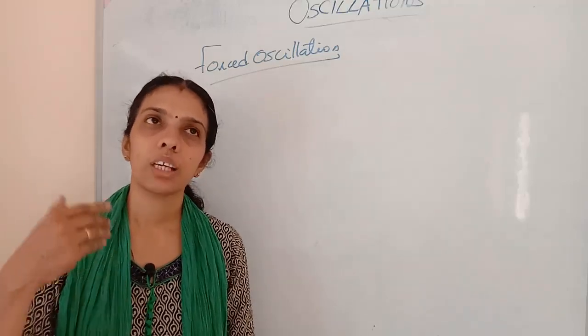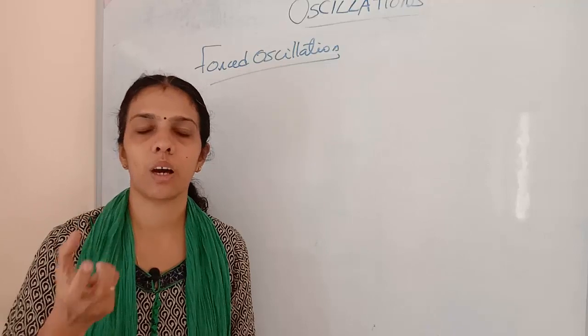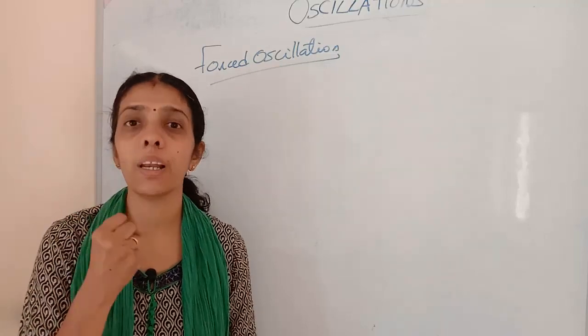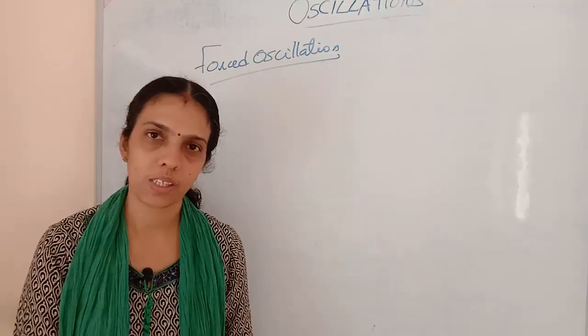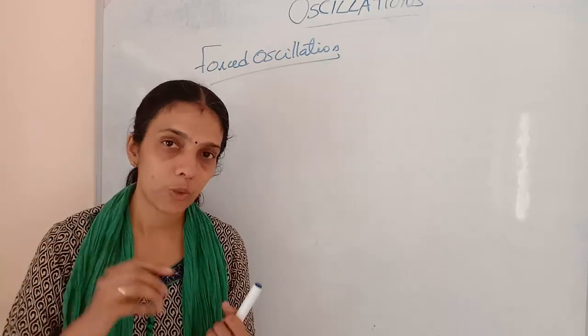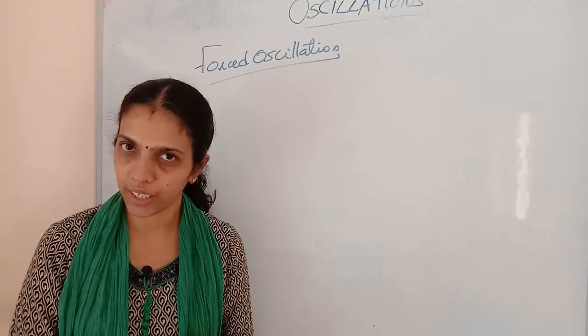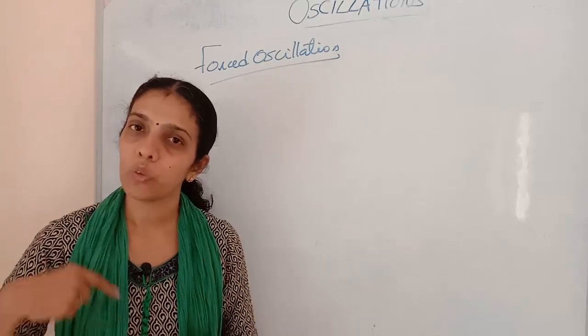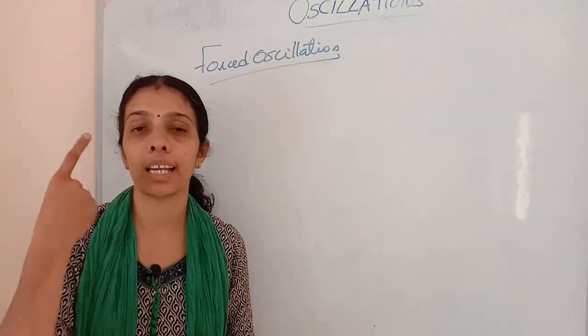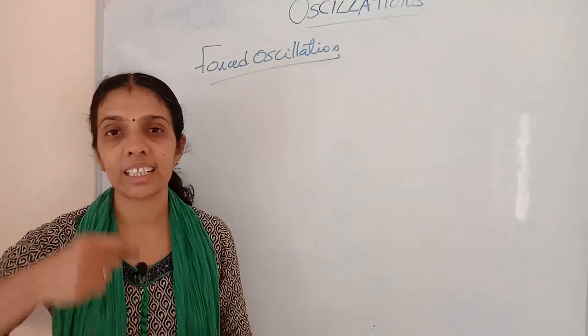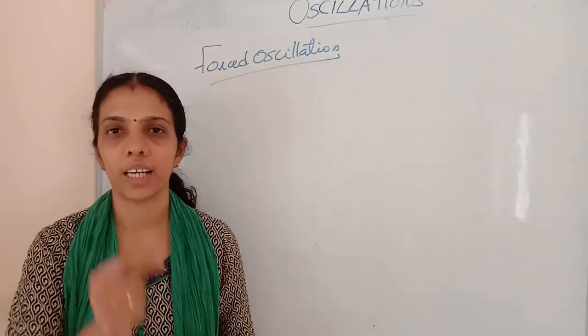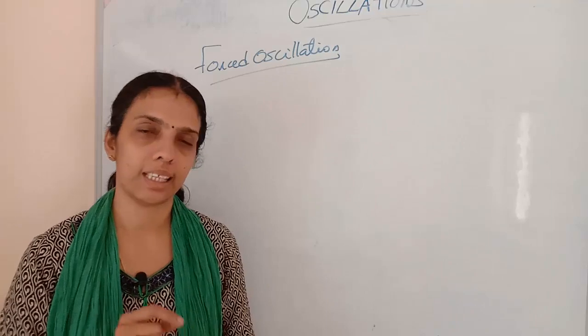See here, along with the spring force, a small normal force is applied. Because of that, one restoring force will be there. But damping is also in effect. So to overcome the damping, we are giving an external force, an externally driven force. That is forced oscillation.